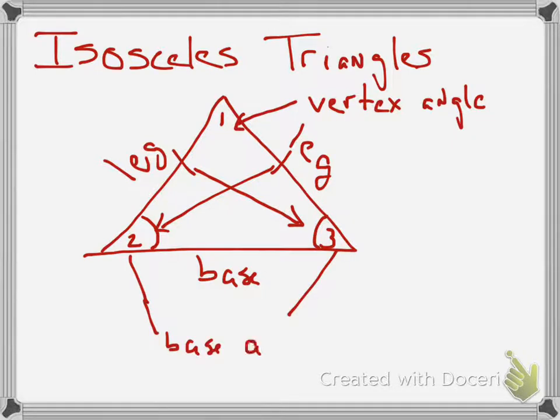Okay? So again, the congruent angles are called base angles, and the one that's not congruent is called a vertex angle. The congruent sides are called legs, and the base is the non-congruent side.